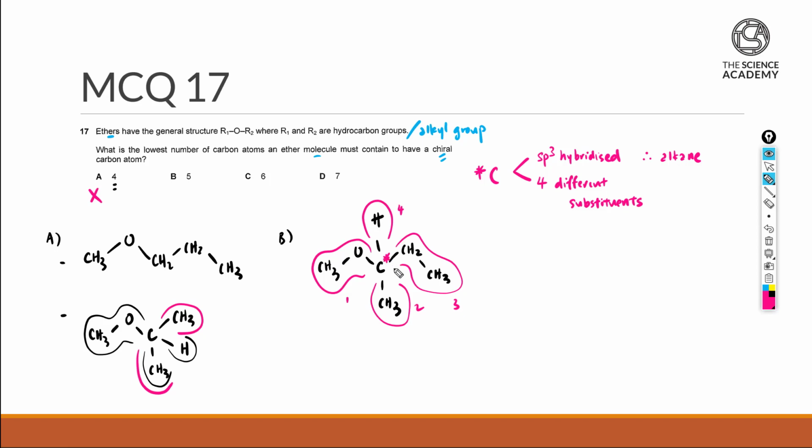Now 5 is the minimum number. If you go on to 6 and 7, definitely you have no issues in generating your chiral carbon. But again, the question wanted us to go with the lowest number, and we should be going with B as your correct answer.